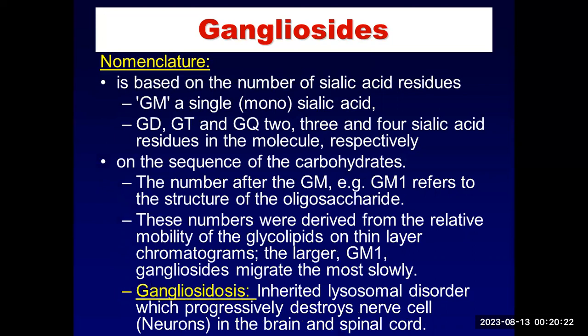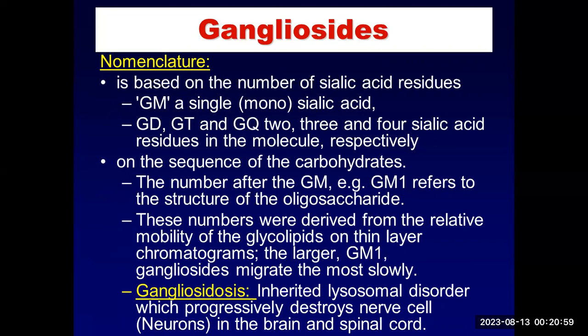Gangliosides, the nomenclature, is based on the number of sialic acid residues present in the molecule. It may contain 1, 2, 3, or 4. On the basis of this, we may have GM1, GM2, GM3, and so on. So GD means 2, GT means 3, and GQ means 4 sialic acid residues in the molecule, respectively.